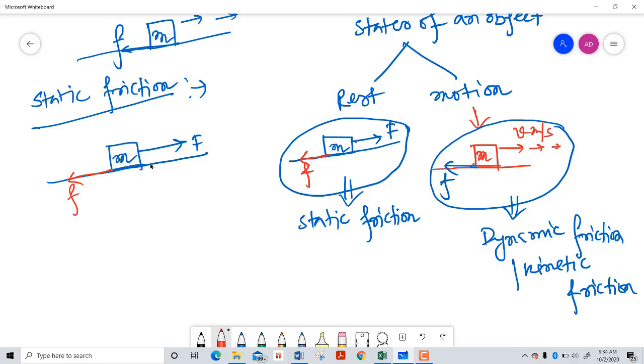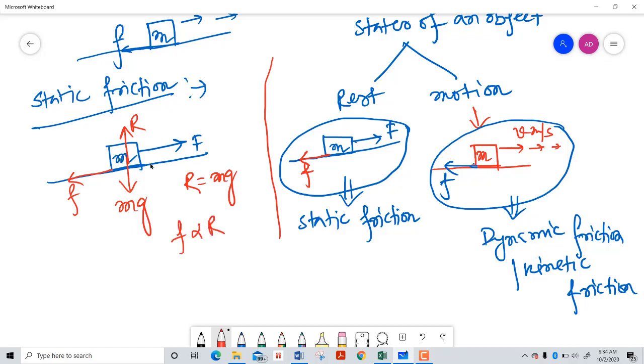Now if the object has a mass of m, it will have a weight of m into g, and there is a normal reaction force equal to R. We know that the normal reaction force is equal to the weight of an object, right? Now in this case, when the object has more weight, more mass, then the friction force will be greater. That means the friction force is directly proportional to the normal reaction force. That means I can write that the friction force is directly proportional to the weight of the object.